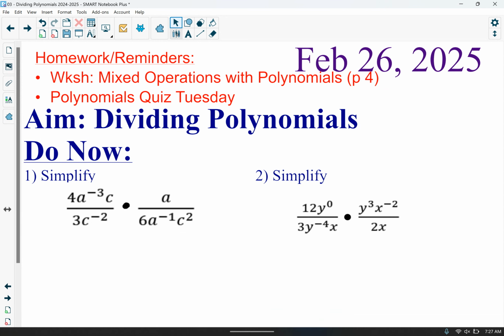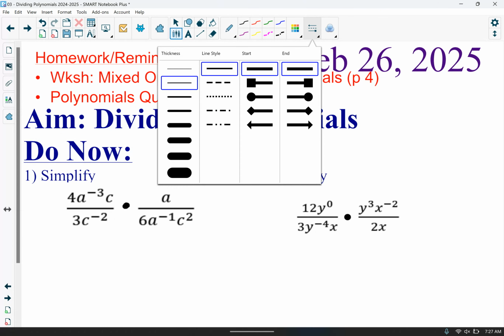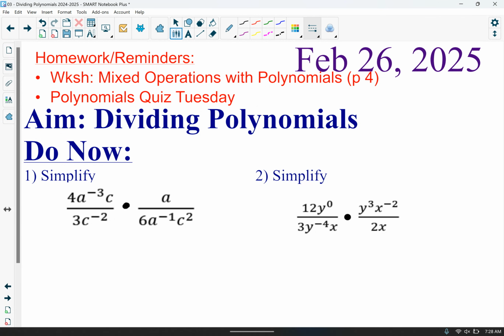In this do now, we're really looking to review our exponent rules. So here we have fractions being multiplied, we've got negative exponents. My suggestion would be to get these each to one fraction first and then worry about simplifying from there.